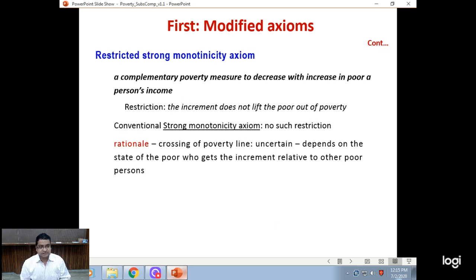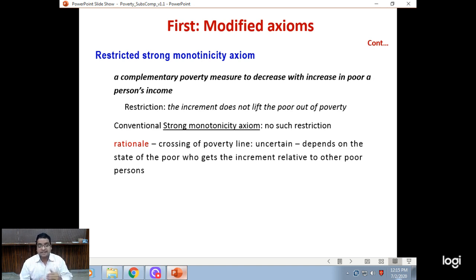So for a complementary poverty measure, we would replace the conventional focus axiom with the strong focus axiom. Similarly, the next conventional axiom is the strong monotonicity axiom, which basically says that if the income of the poor increases, then poverty should fall. But here we have to introduce a restriction, because the income of the poor increases, but the poor person doesn't cross the poverty line. So we will say a complementary poverty measure decreases with an increase in a poor person's income, but the poor person is not crossing the poverty line.